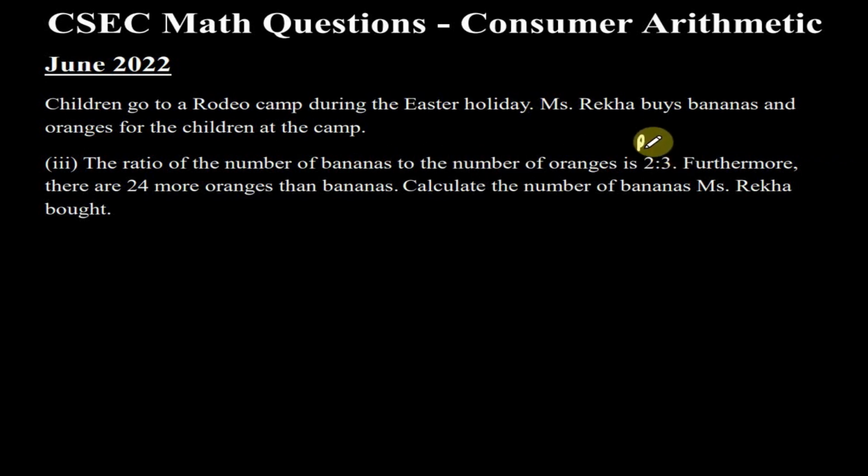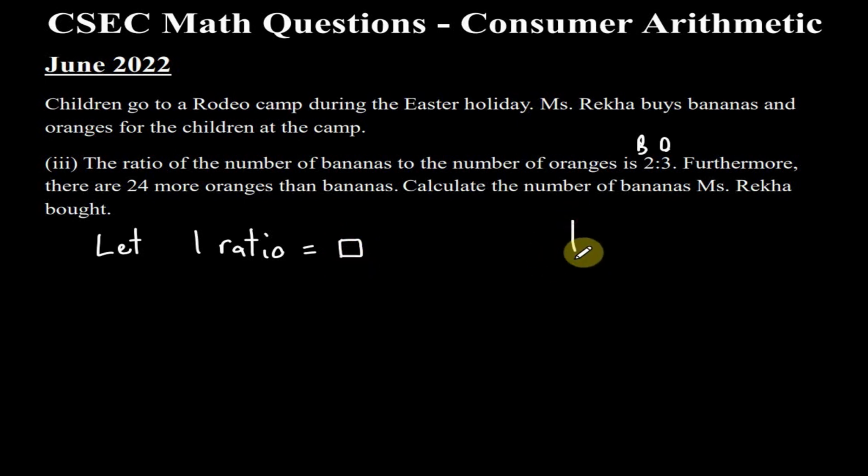So the first ratio represents bananas. The second ratio represents oranges. Now, each ratio represents the same amount. So it's pretty easy to calculate the number of bananas Miss Rika would have bought. Now, let's see how we can go about that. I'm going to let one ratio, just so it's easy to understand, be equal to a box, just like this one. And let me do a demonstration here.